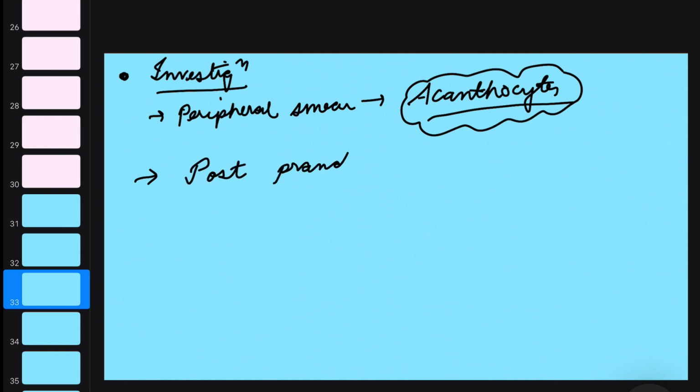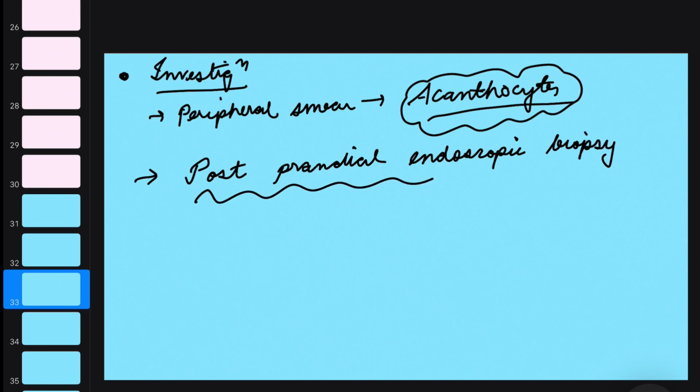postprandial endoscopic biopsy. Very, very important. Since we will be talking about different GI disorders, we'll find that endoscopic biopsy will come into play in many of the diseases. But in Abetalipoproteinemia, it is very, very important.